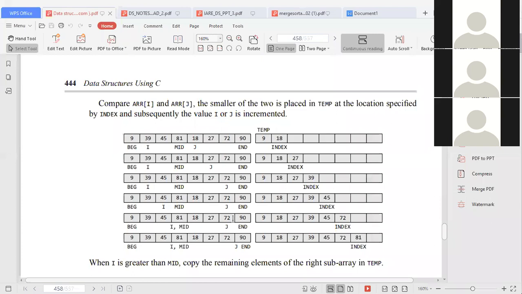81 and 72, what is the least among them? 72 sir. So which element moves to the sorted array? 72 sir. So 72 moves, and then does J increment or not? Incremented sir, it went to 90. Now J and end are both pointing at 90 sir, and I is still at mid.